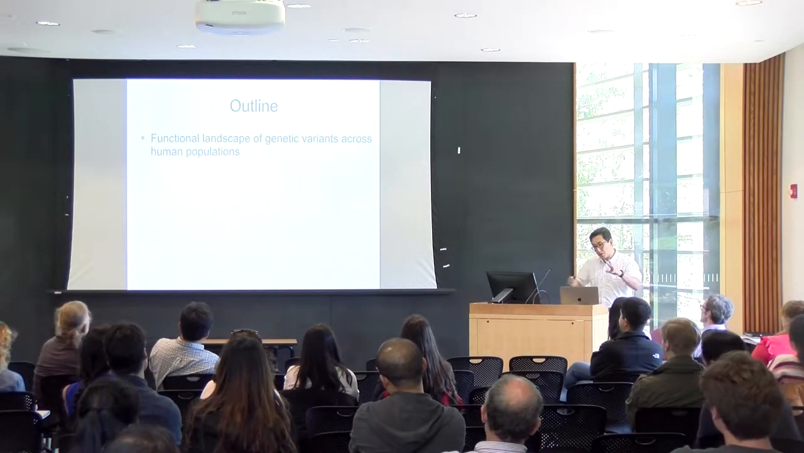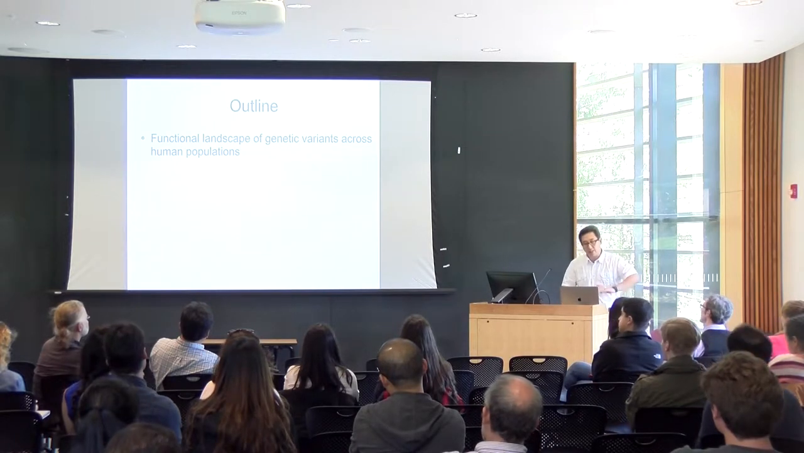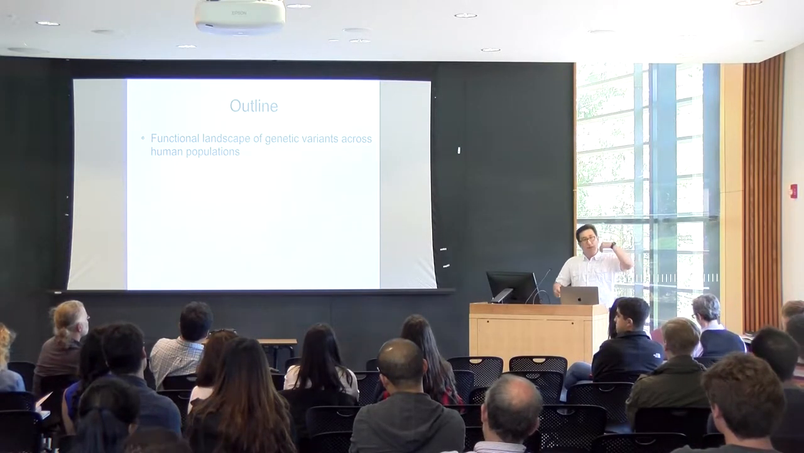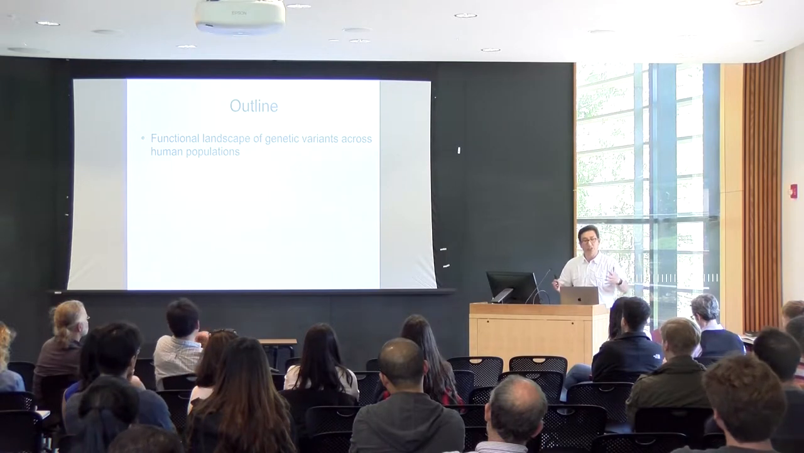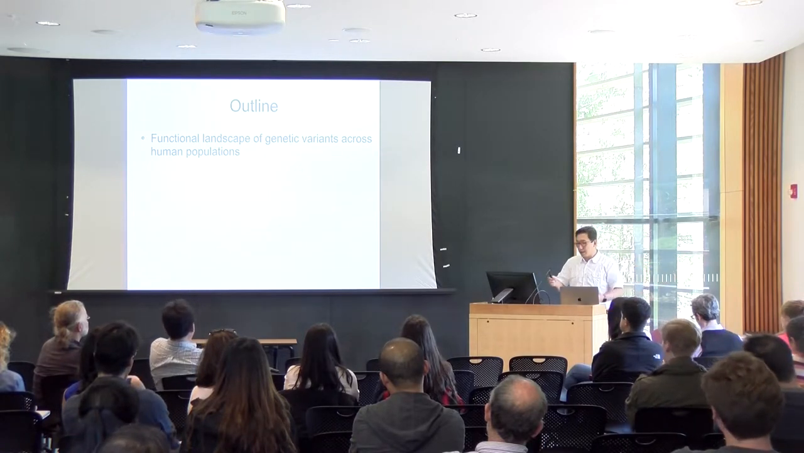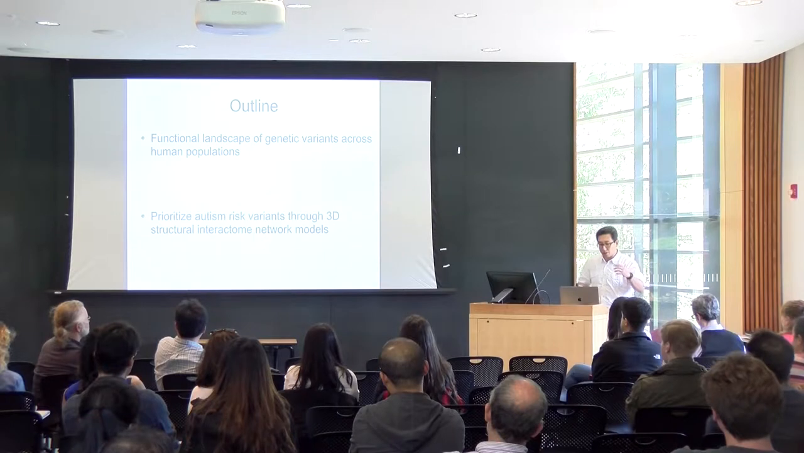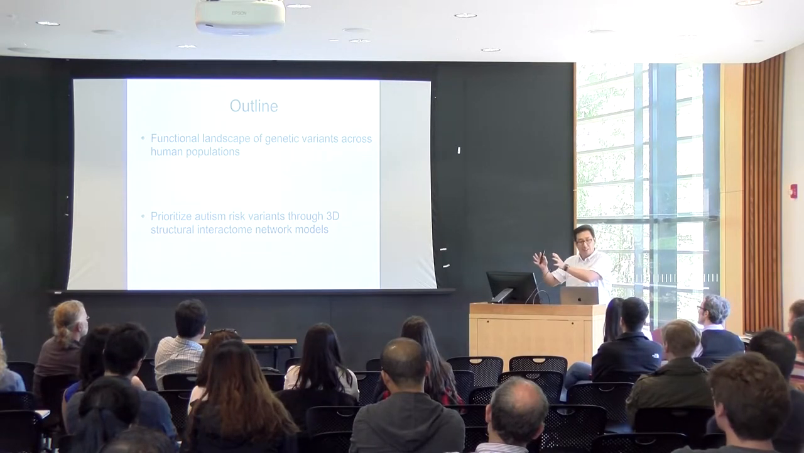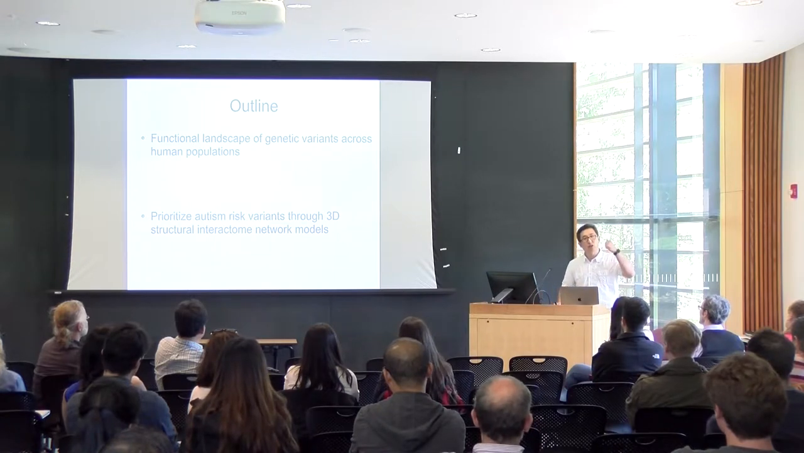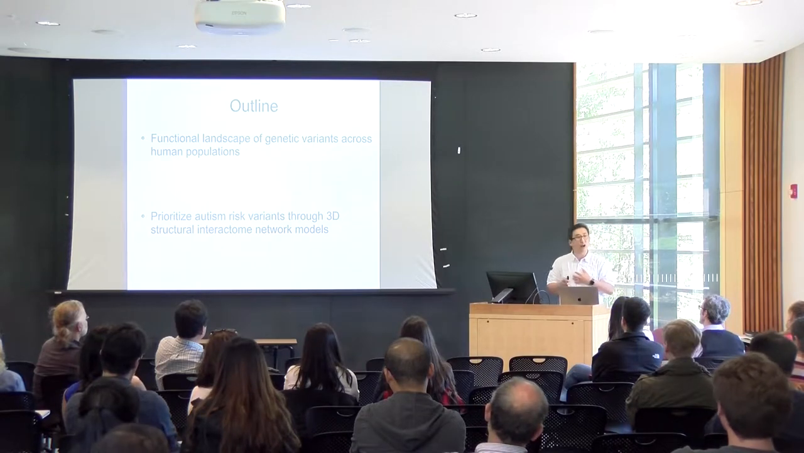So today, I want to talk about two parts. Number one, I want to use a network point of view to evaluate the functional landscape of genetic variations across human populations. And then secondly, focus on how we can use structural interactome models and interactome perturbation study frameworks to prioritize candidate risk mutations and risk variants. Specifically in this case, we're studying autism.